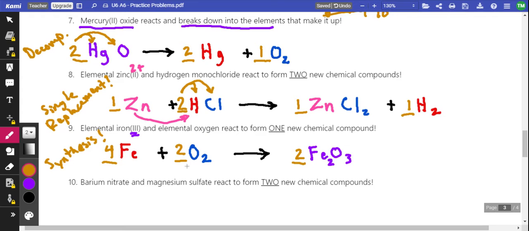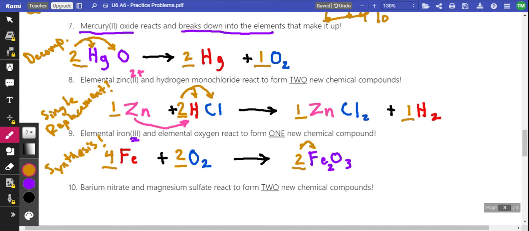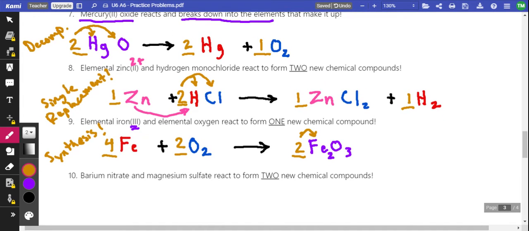I have 4 Fe's here. 2 times these 2 Fe's is going to be 4 Fe's. So that matches. That's good. 4 Fe's on both sides. All right. I've got 2 O2's over here. So that's a total of 4 O's on the left side. On the right side, I have 2 times 3 O's. So that's going to be 6 O's on the right side. So if I have 6 on the right and only 4 on the left, I don't have enough.